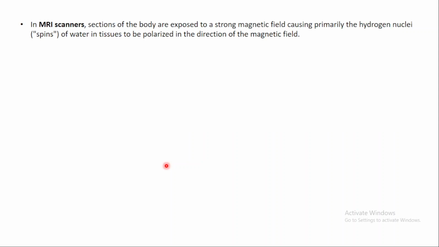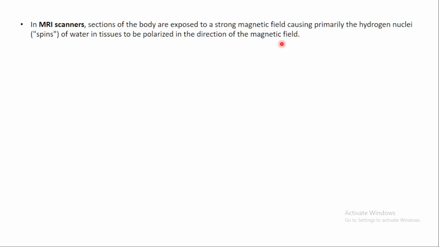So what actually happens in an MRI machine? And where do we need gadolinium? What happens in MRI scanners is that whatever organ or region needs to be MRI scanned is exposed to a strong magnetic field. MRI stands for magnetic resonance imaging. So we subject the area to be imaged to a strong magnetic field, causing primarily the hydrogen nuclei of water in tissues to be polarized in the direction of the magnetic field.